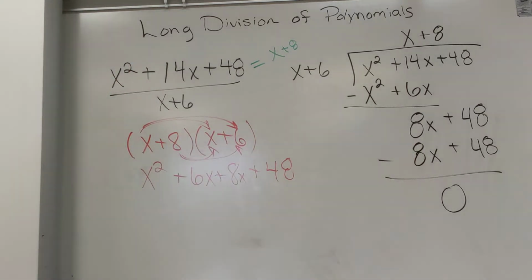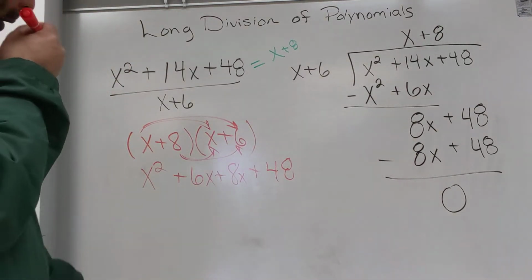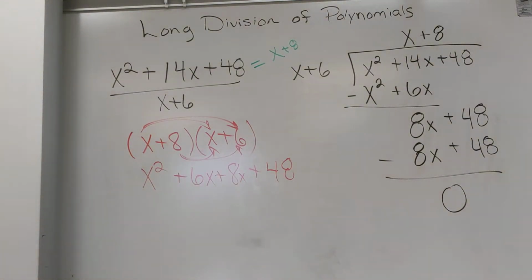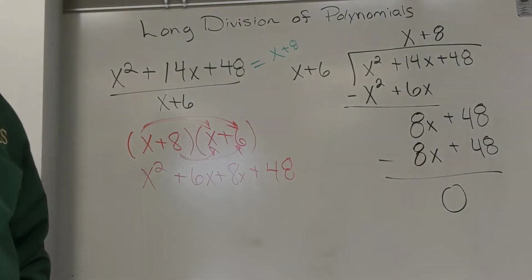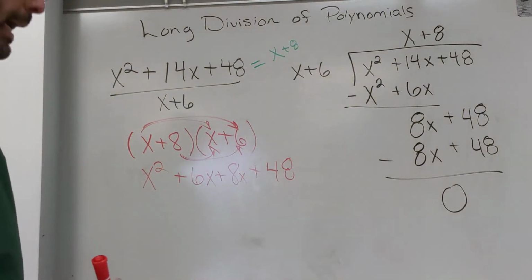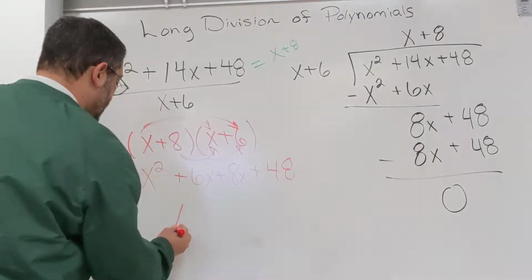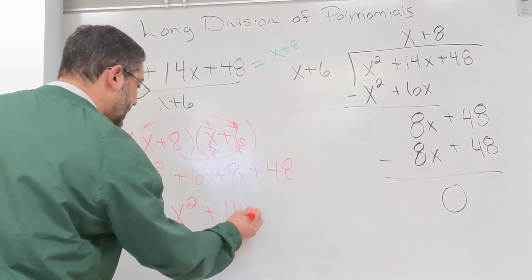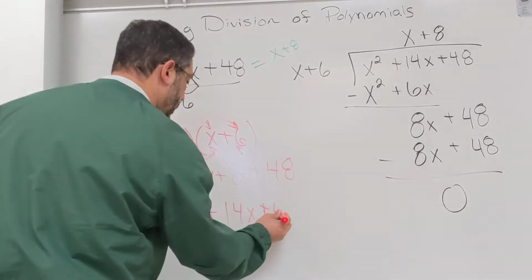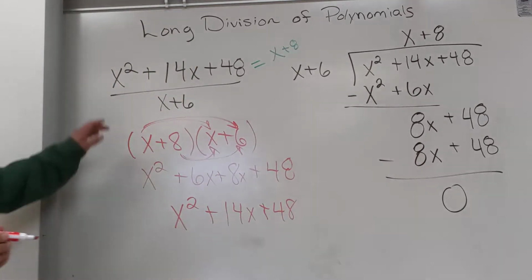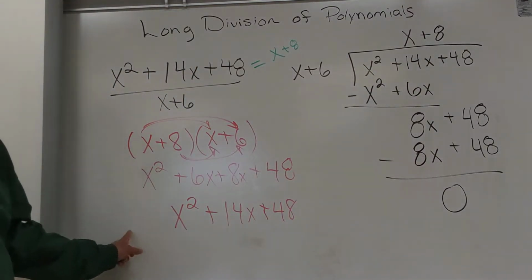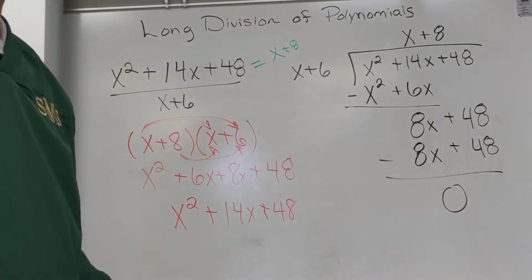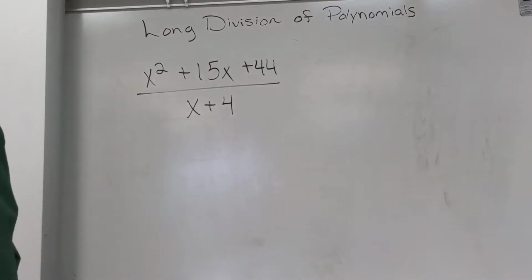But I want to make sure that I write this in standard form. So I'm going to add those numbers together, and that's going to be x squared plus 14x plus 48. And so I noticed that these all check, so that means I did my long division of this polynomial correctly. All right, so let's do another.